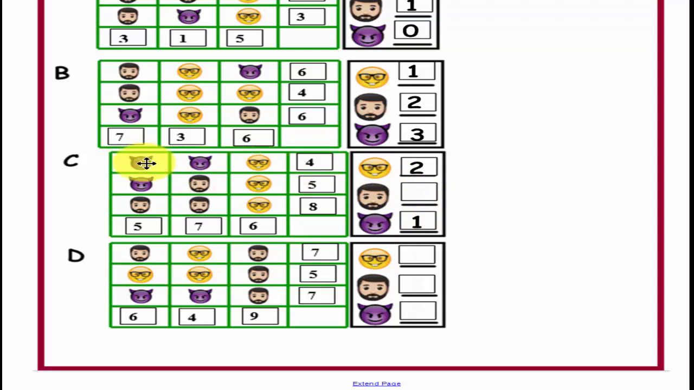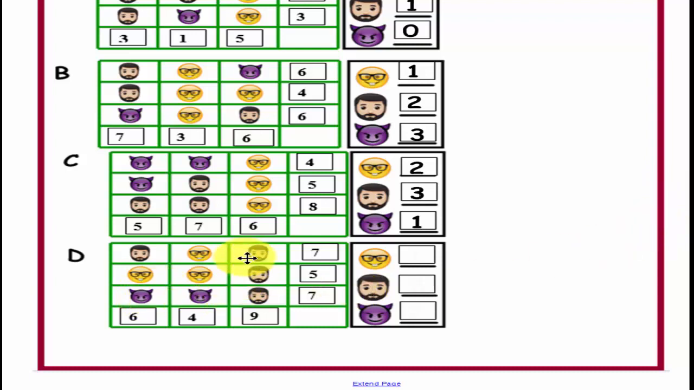Now, if these are equal to 1, we have 1 and 1 is 2. And this down here is 5. So if these are 2 and this is 5, then this one must be equal to 3. So here we have 3 and 3 is 6 plus 1 is 7. Okay, let's go to the last one.